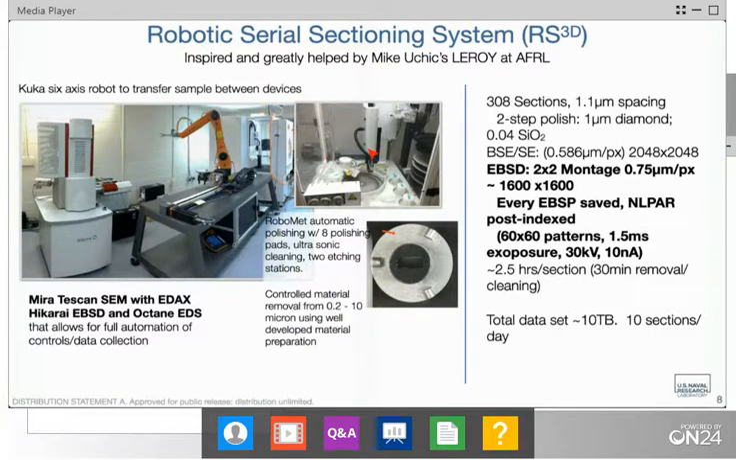Just to give you an idea, it takes about 2.5 hours to do one section. 30 minutes of that is just removal and getting the sample clean and making sure that it's ready for a vacuum. And then the remaining time is all in the imaging. So there's a considerable amount of time that's spent imaging the sample. But I want to point out that the choice of going with EBSD means that I'm not spending what would potentially be 10 times that much time segmenting the image afterwards. So even though it's a long time to collect this data, the net time savings are considerable.